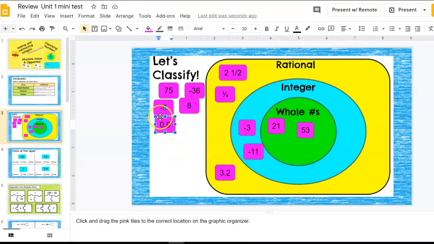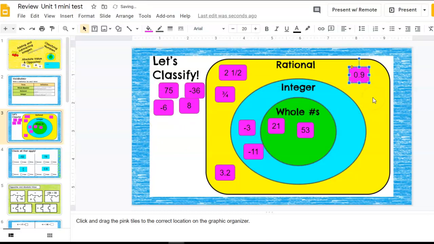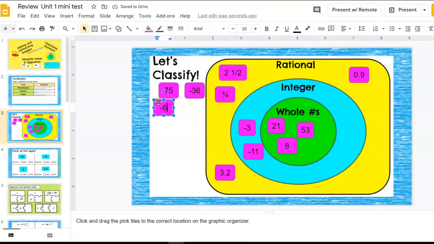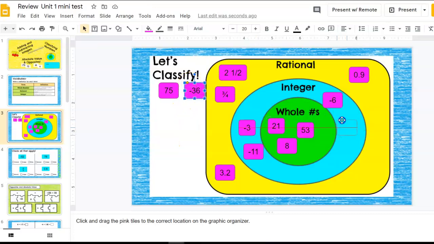9/10. 9/10 is a decimal number. I can write it as 9/10. Therefore, it's rational. 8 is a whole number. -6 is an integer. -36 is an integer. And 75 is a whole number.